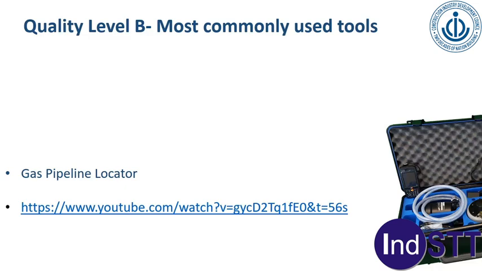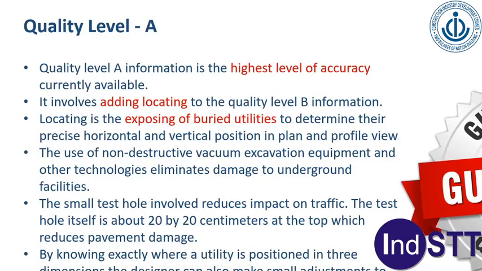So quality level A information is the highest level of accuracy currently available. It involves adding locating to the quality level B information. Locating is the exposing of the buried utilities to determine their precise horizontal and vertical position in plan and profile view. So now we are not just working on the principle of, let's say, two-way travel time like we were doing in quality level B, but actually we are exposing at a particular position and inspecting the utilities.